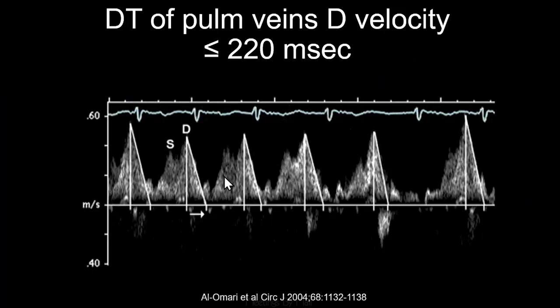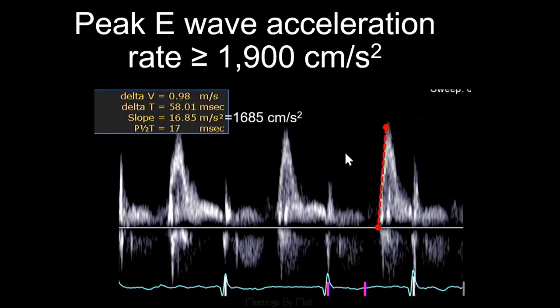Typically, I had to pull this from a paper. I don't measure this or don't typically ever see this measured, but it is an option for you. It's the decel time of your pulmonary vein D velocity. You can see here they average 5, 6 of these, and if it's less than 220, that would be abnormal. You typically look at the decel time of the E-wave of your mitral valve. You can also look at your acceleration rate. So if it's greater than 1,900 centimeters per second squared, that would also be abnormal.